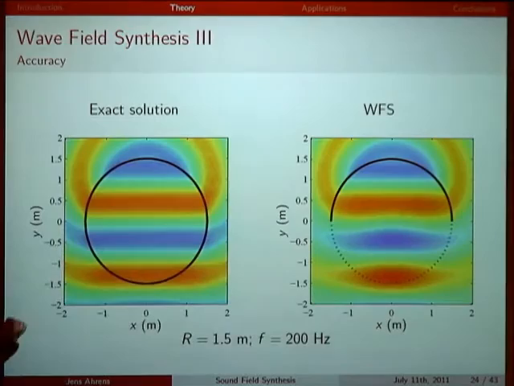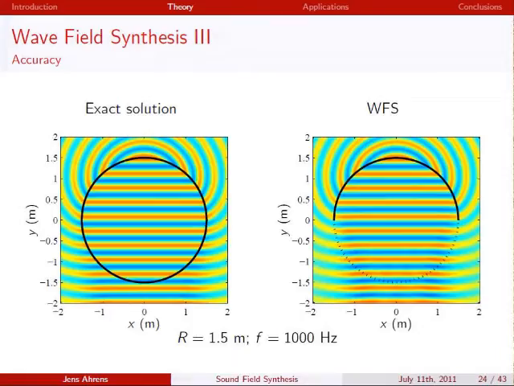Is that okay for the moment? So there are two approximations: half of them, and there is some other approximation. Exactly. And as I said, this is a high-frequency approximation that is applied in WFS. So if you go to higher frequencies, if the wavelength is significantly shorter than the dimensions of the secondary source distribution, there's hardly any difference. As I said, this is most probably not audible.